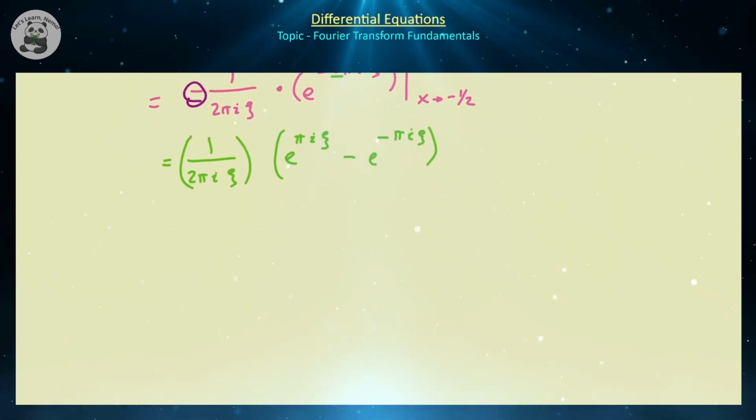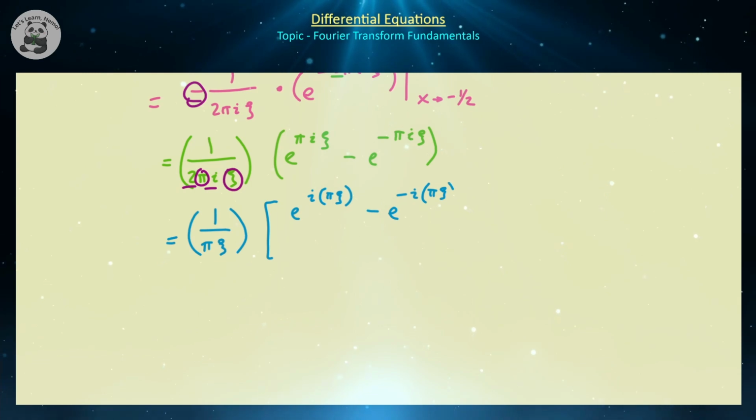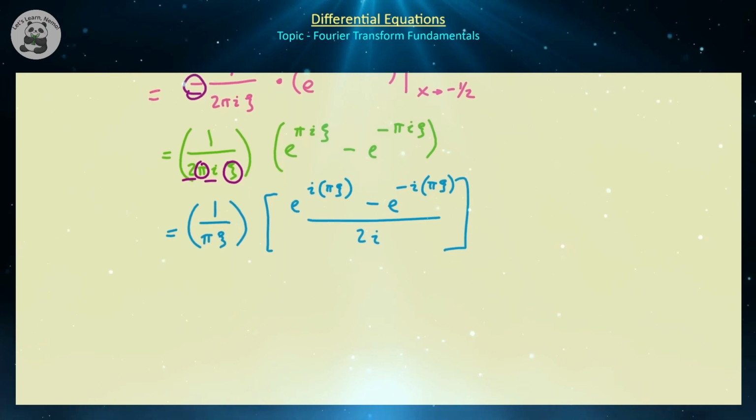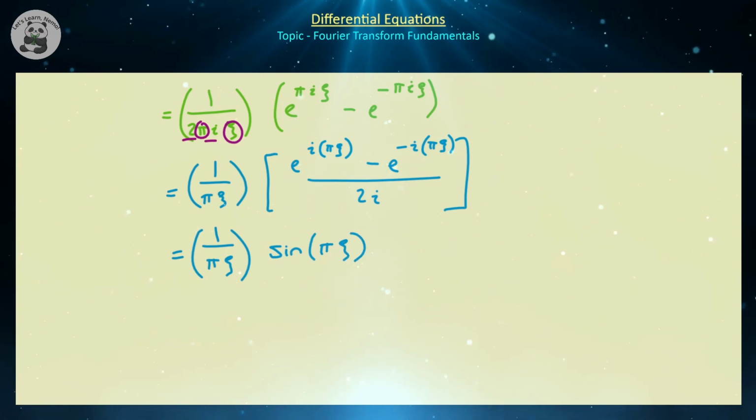And now I want to rearrange these things around. I want to group my pi and my psi on the outside and my 2 and my i on the inside. Once I do that, I'm going to have 1 over pi psi times, and this should look familiar, e to the i pi psi minus e to the minus i pi psi all over 2i. And who is this function in brackets? You should recognize that as the exponential representation of sine. So we have 1 over pi psi times the sine of pi psi.